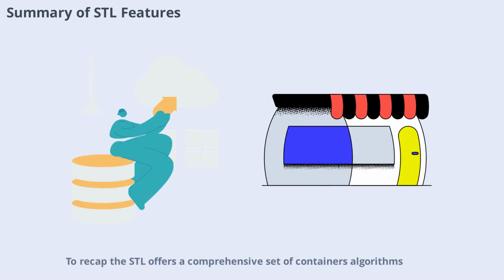Recap: the STL offers a comprehensive set of containers, algorithms, and iterators for efficient C++ programming. Templates make it possible to write generic code that works with any data type. By understanding and using STL, you can write code that is faster, safer, and easier to maintain. The STL is truly a game changer for C++ developers.